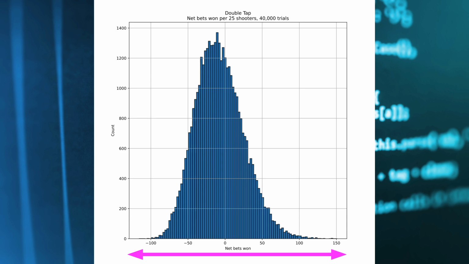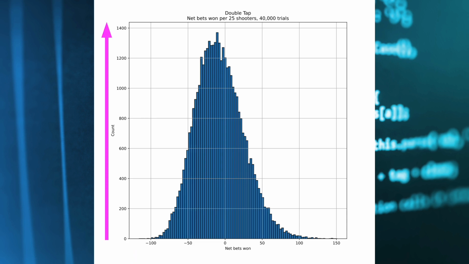Internally, the program works in bets, but just consider a bet to be $10, so you can multiply the numbers on the horizontal axis by $10. The vertical axis on the left is the number of times that a particular result happened in the 40,000 groups of 25 shooters. For instance, this bar here represents somewhere between 0 and 50 bets won, about $200 or $250. And it happened almost 800 times in the 40,000 simulations.